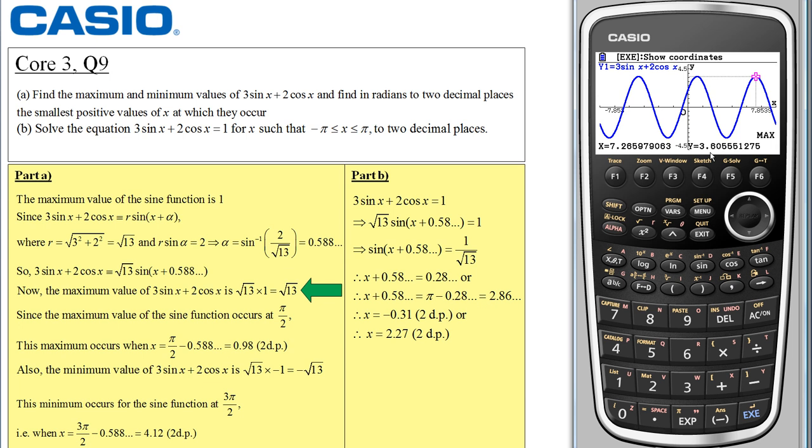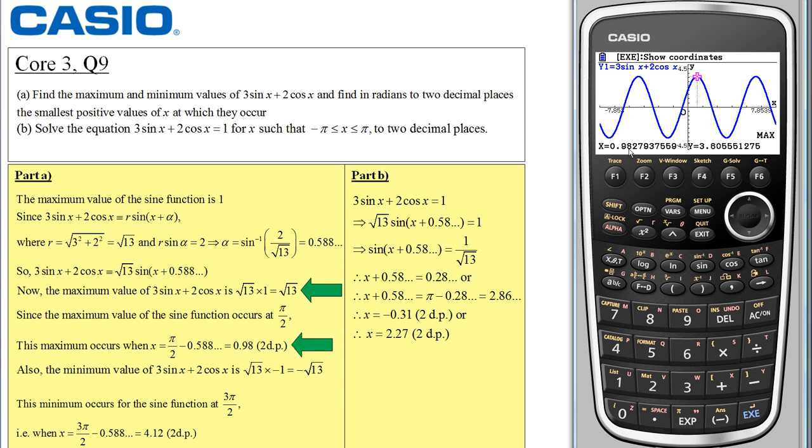Okay, now where does this occur? The first time it occurs when x is positive should be here. So if I scroll back, you can see it's when x is 0.98 to 2 decimal places, and that agrees with the second calculation in part A.